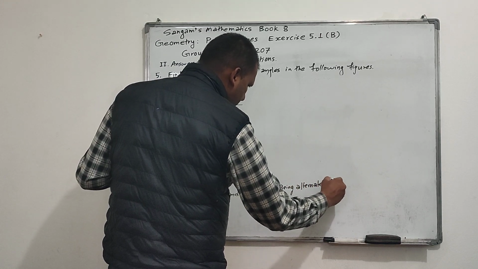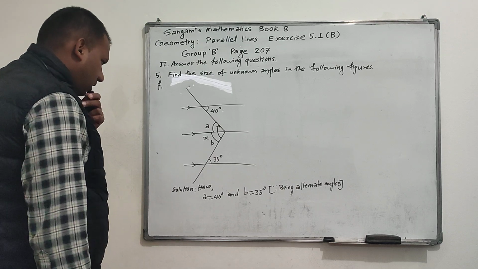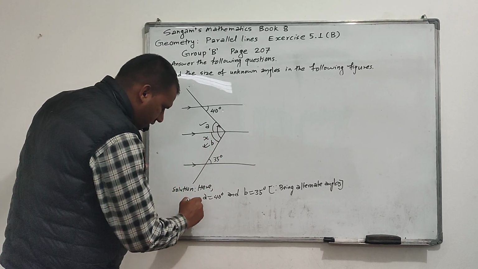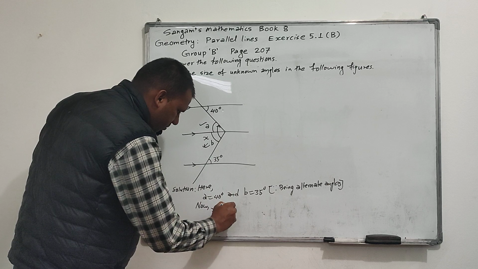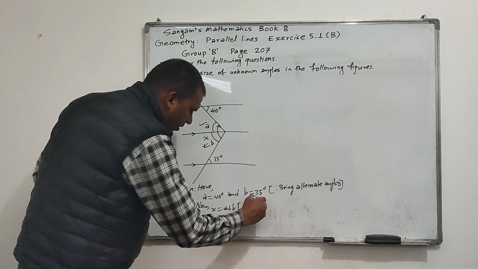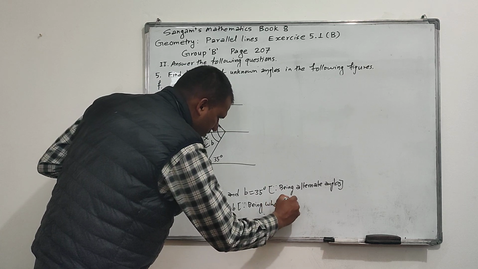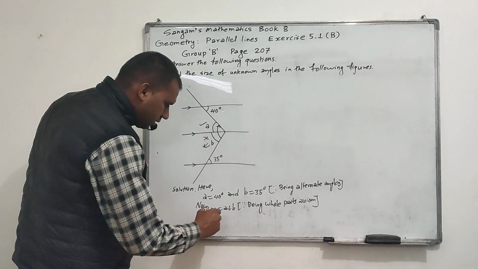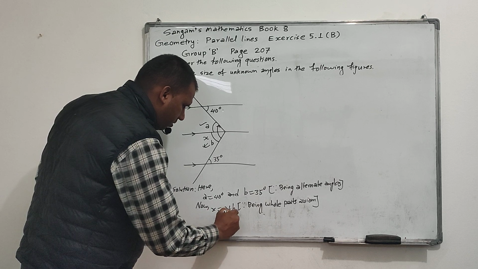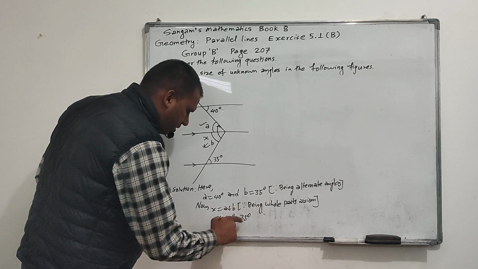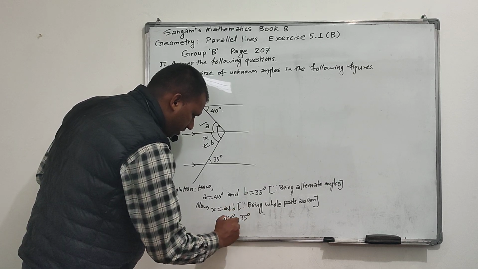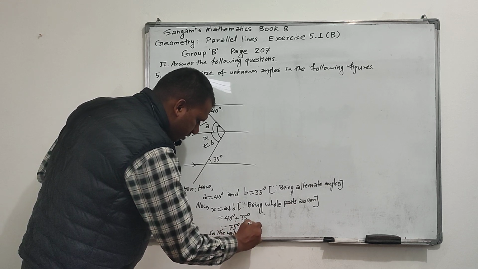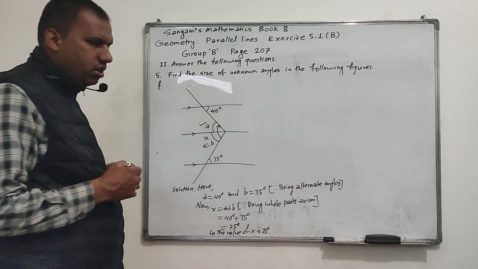alternate angles. Then x is the sum of A and B. Upper part A, lower part of x B. So now we can write x equal to A plus B, being whole part axiom, sum of A and B, that is makes x. So this equal to A 40 degree plus B 35 degree makes 75 degree. So the value of x is 75 degree. This is the answer.